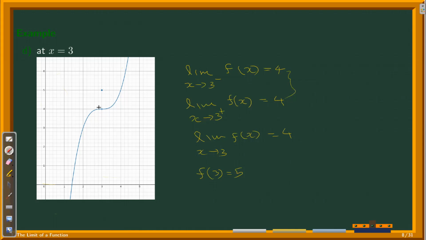So right above x, this is a hole, not on the graph. This point doesn't belong to the graph, but there is another value given here. This is 5. Okay.